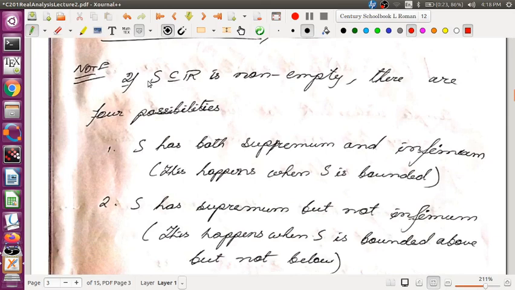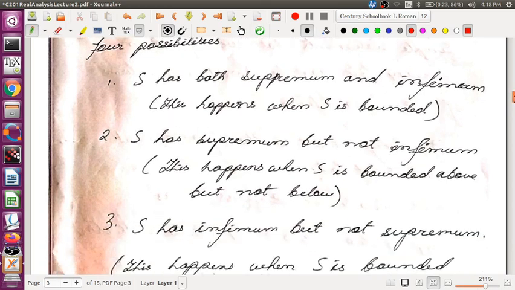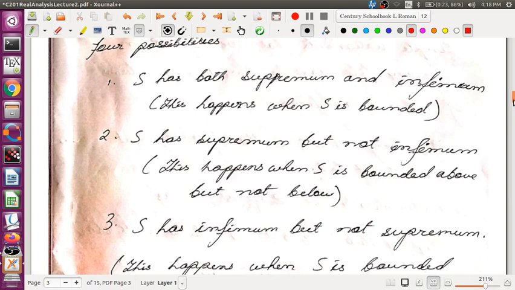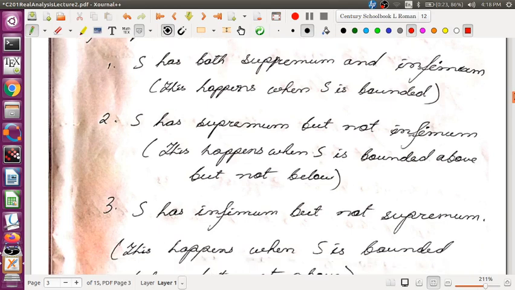So let us note this: if S subset of R is non-empty, then there are four possibilities. S has both supremum and infimum. This happens when S is bounded, right? Just like the closed interval [0, 1], it has both supremum and infimum. Another possibility is S has a supremum but does not have an infimum. That may be the interval minus infinity to 2, right? This has a supremum, which is 2, but it does not have any infimum, okay? It is not bounded below.